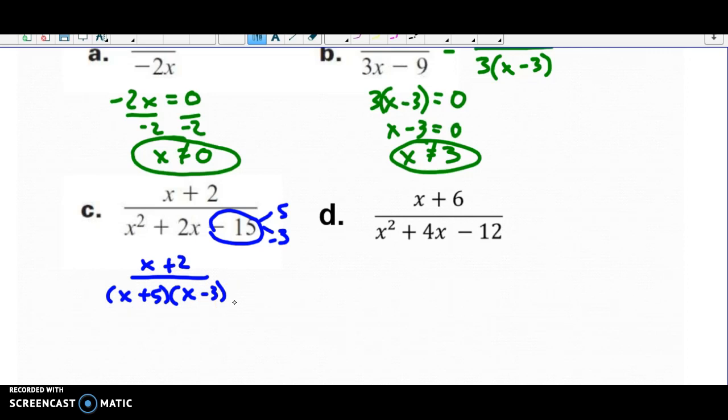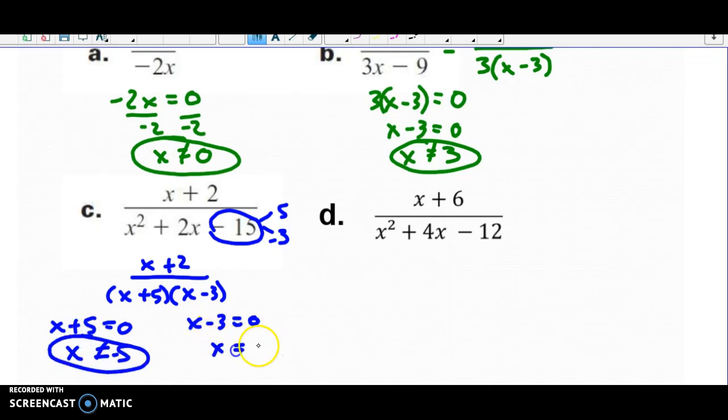Now I'm looking for an excluded value, so I'm going to take each of these factors and set them equal to 0 separately and solve. So here my excluded value would be negative 5, because that would make this factor equal 0. And over here, if I add 3 to both sides, then I find that the other value I need to exclude is 3. So x cannot be negative 5 and x cannot be 3.